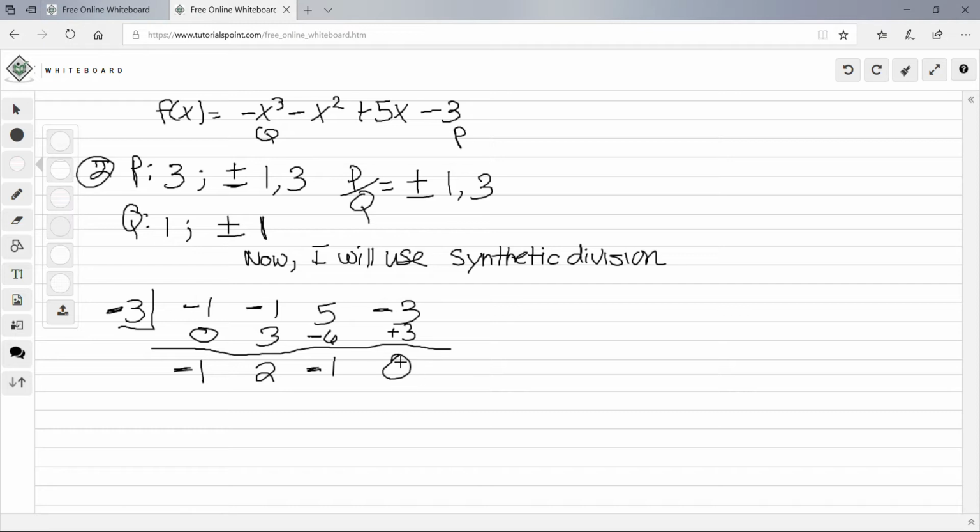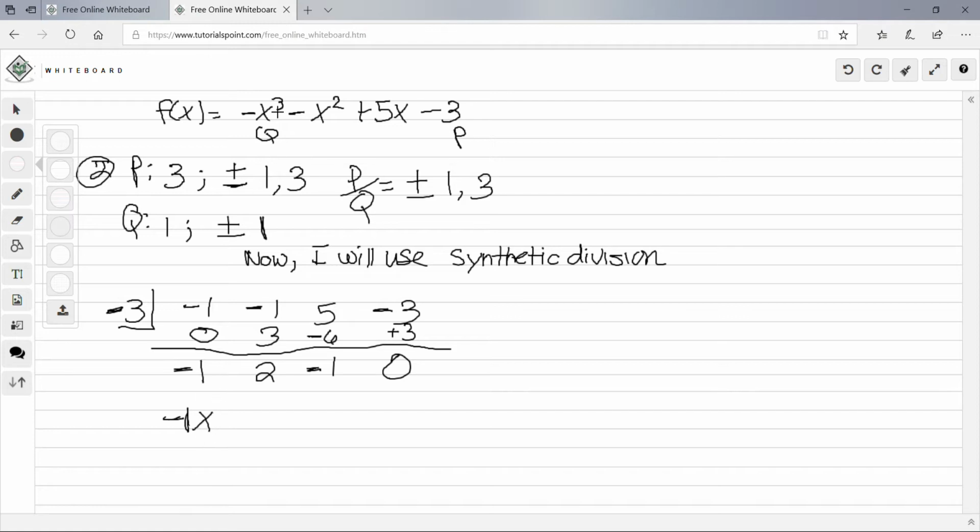So this is 0. So when you have a 0, that means negative 3 is one of the factors. If you have a remainder, then it's not divisible. So you have to keep on going until you get a 0. So now your new equation is going to be... see these -1, 2, and -1? These are your coefficients, so it's going to be -1, and then it's going to be x.